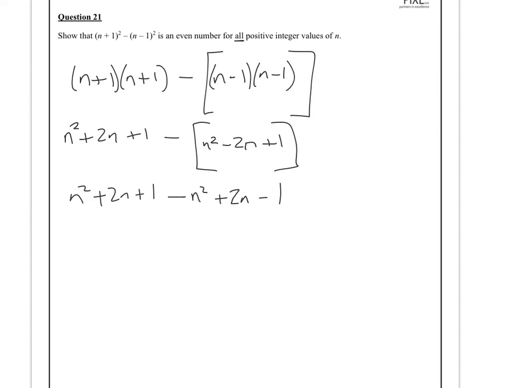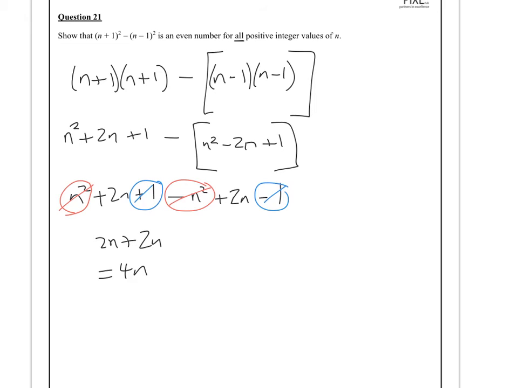And if we collect the like terms, we've got n squared minus n squared, they'll cancel out. We've got plus 1 minus 1, they'll also cancel out. So we're just going to be left with 2n plus 2n, which is 4n.